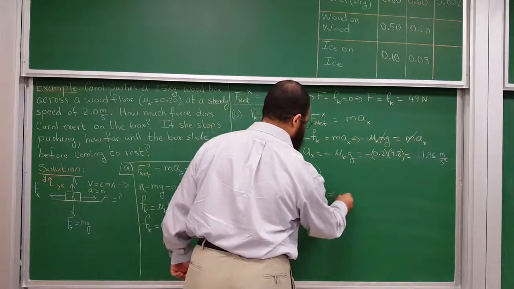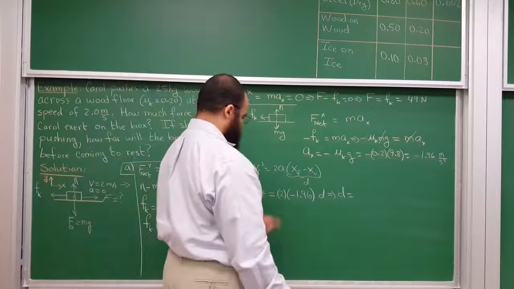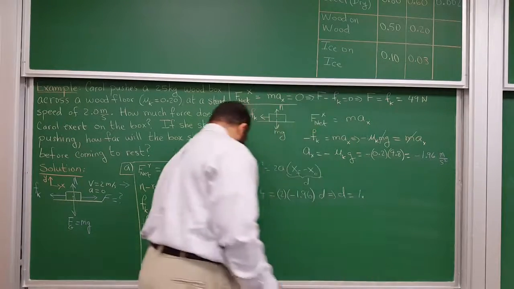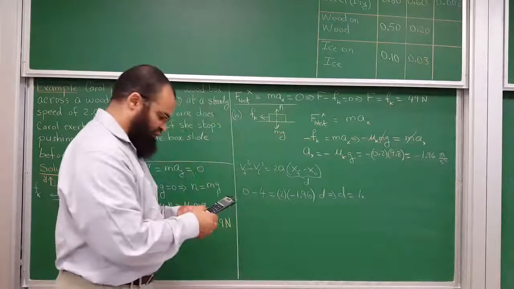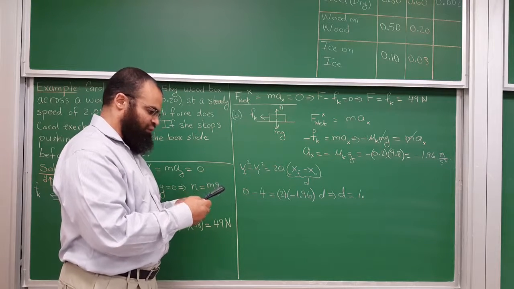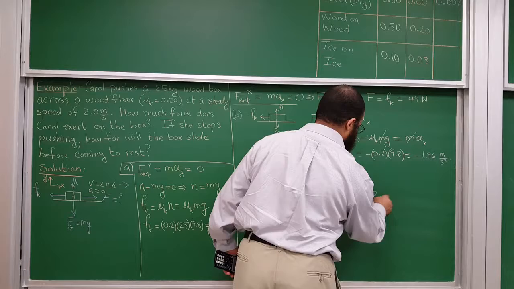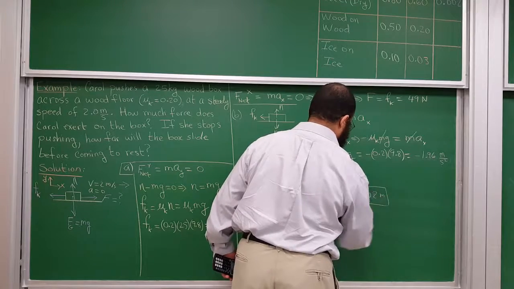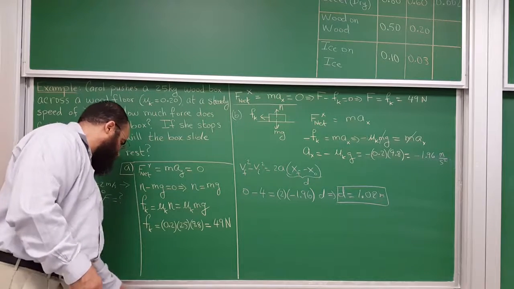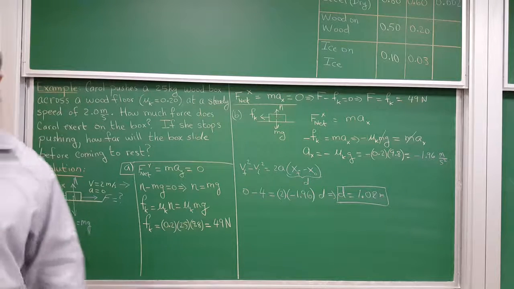And so d will be what? 4 over 2 times 1.96. That's almost 2 times 2, which is almost 4. So it would be 1.0 something. Okay, let's do it times 2. Approximately 1.02 meters. So the box will slide for about 1.02 meters and then it comes to rest. And so this is how you tackle kinetic friction.